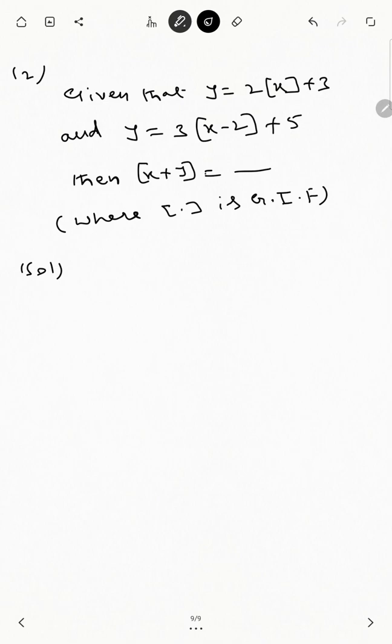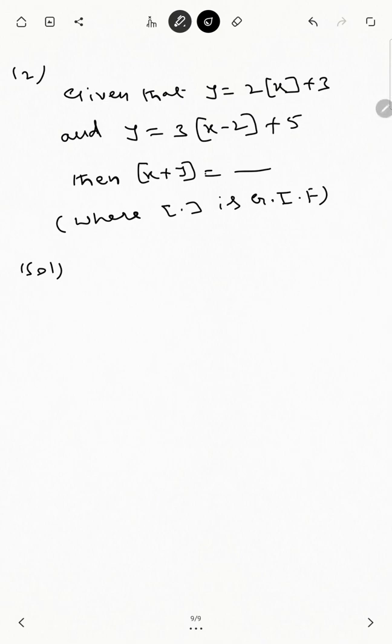Given that y is equal to 2 into integer part of x plus 3 and y is equal to 3 into integer part of x minus 2 plus 5. Then find the value of integer part of x plus y. Try to solve it.